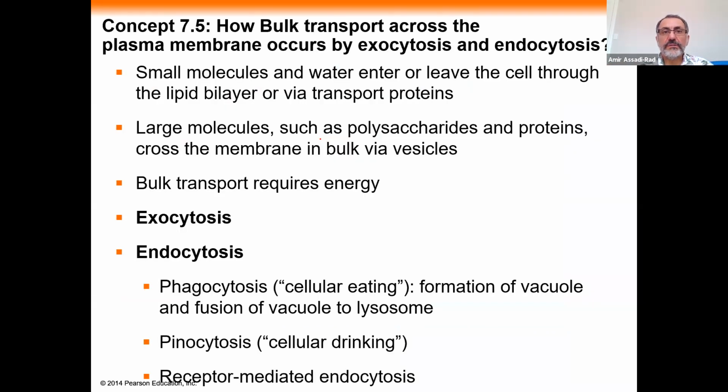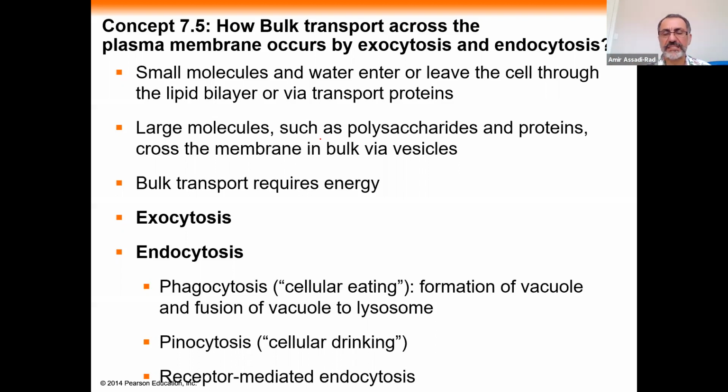Okay, bulk transport across the plasma membrane occurs by exocytosis and endocytosis. We didn't talk about it in this class, I'm sorry. Small molecules and water enter and leave the cell through the phospholipid bilayer via transport proteins, aquaporins. Large molecules such as polysaccharides and proteins cross the membrane in bulk. They're huge. They cannot pass through the phospholipid bilayer. We talked about that.